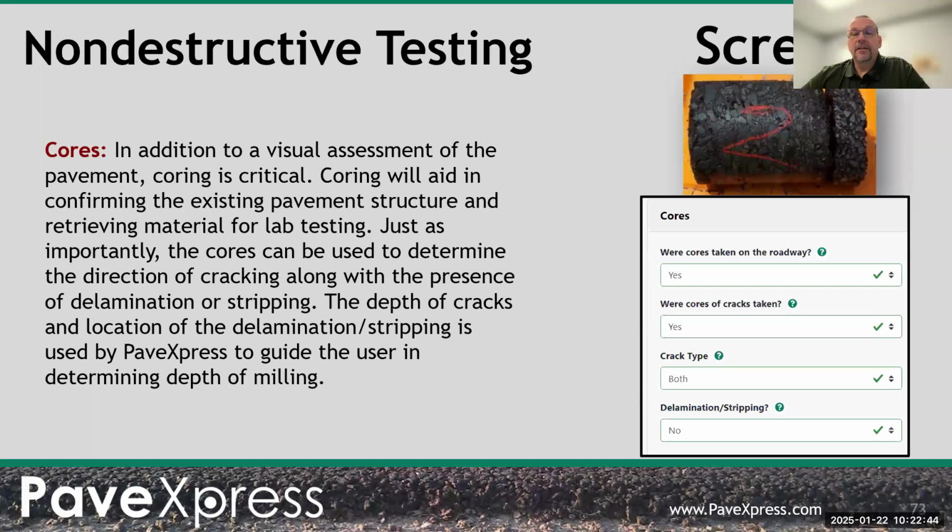As touched on earlier, coring should be done on every project. It is always a good idea to core through cracks. Also note any delamination or stripping. This loss in bond will result in fatigue cracking above and eventually below that bond loss location.